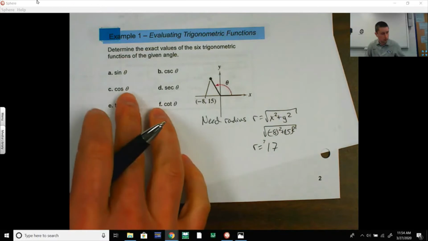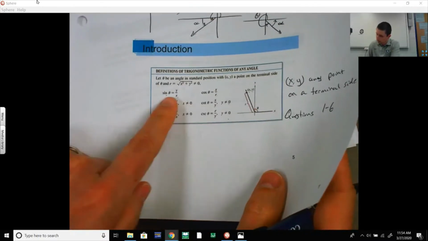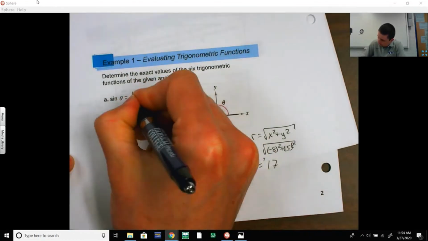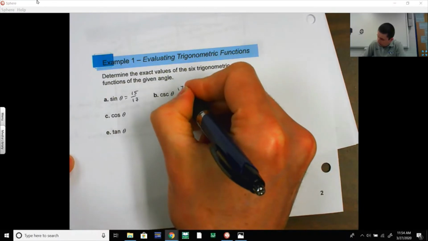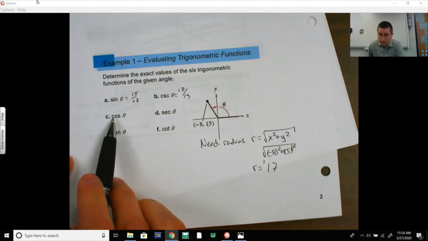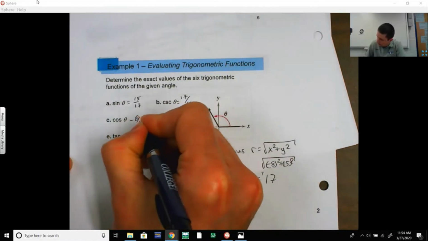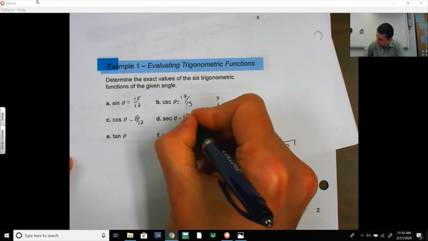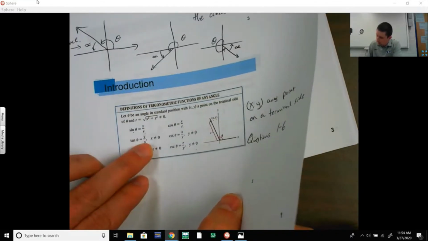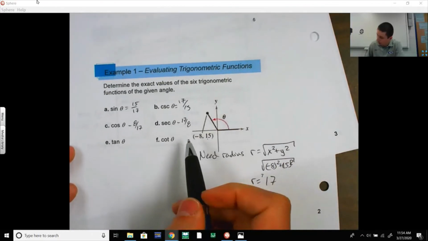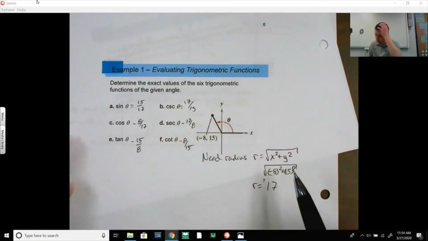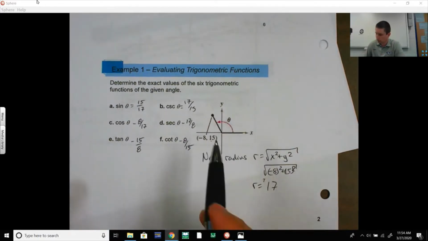So sine, using our formulas from here. Sine is y over r, so that'd be 15 over 17. Cosecant would be 17 over 15. Cosine is x. Remember, sine is y, cosine is x. So this would be -8/17. Secant would be -17/8. Tangent is y over x, and cotangent is x over y. So y over x would be negative 15/8, and this one would be negative 8/15. So you've got to find your radius, and then you just use those formulas to fill that in.